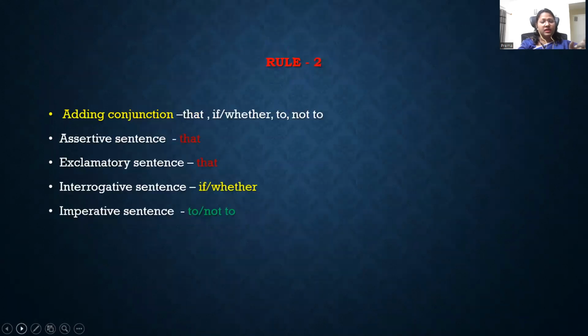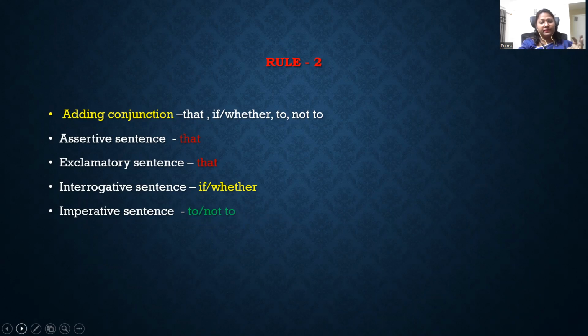The second rule is about adding the conjunction. There are different types of conjunctions we have in English, particularly when we are changing direct to indirect speech. There are four types of conjunctions we can use.